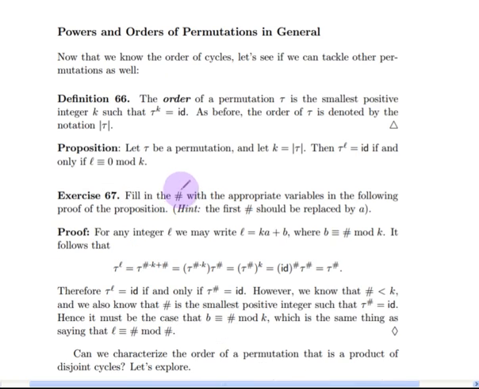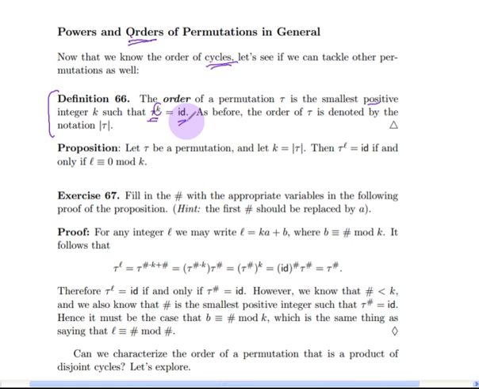All right, now we've defined order. Order is equal to the smallest power that you can raise a permutation to get the identity back again. So we've seen orders of cycles. The order of a cycle is equal to the length of a cycle. What about other permutations? Well, let's formalize this definition. The order of a permutation is the smallest positive integer such that that permutation to that power is equal to the identity.